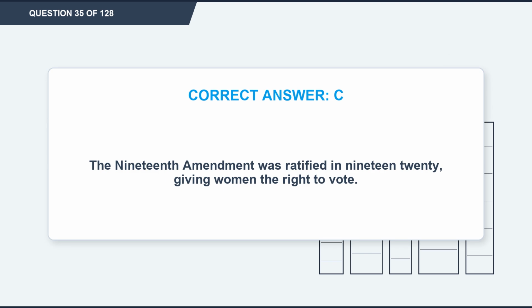1920. Explanation. The 19th Amendment was ratified in 1920, giving women the right to vote.